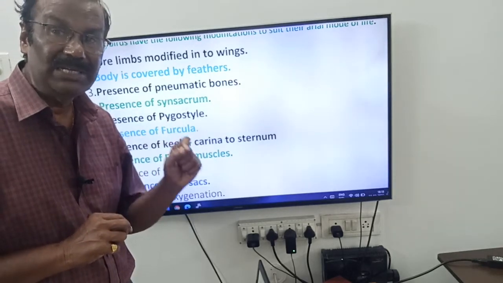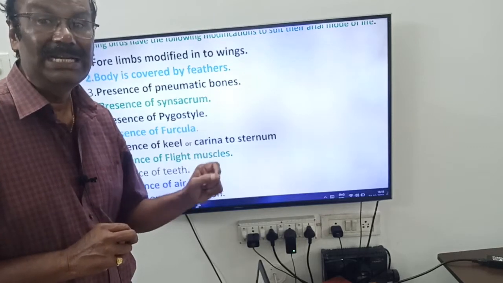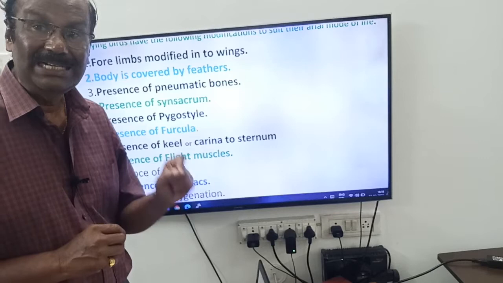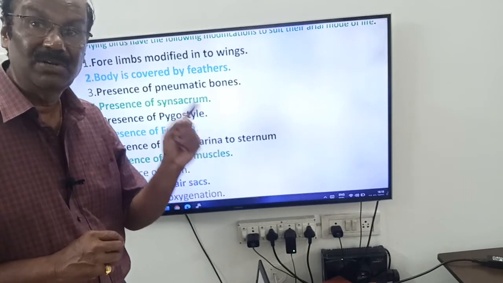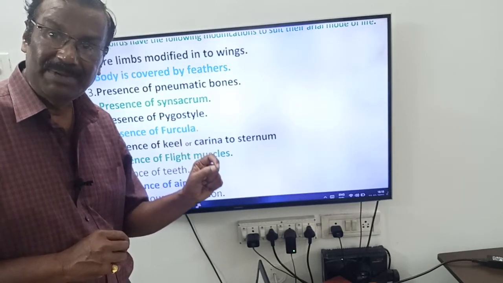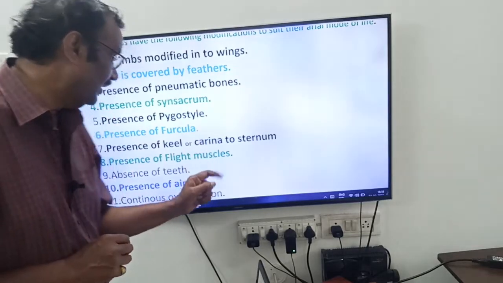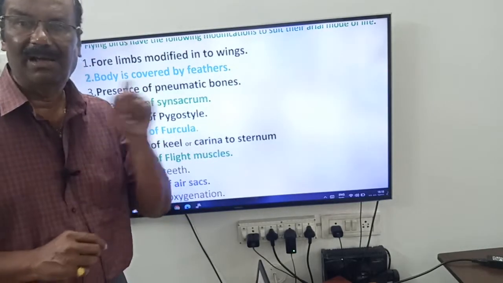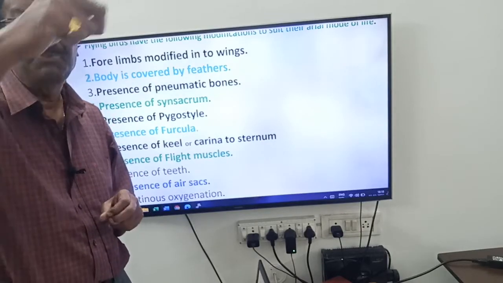Friends, whenever you hear the word carinatae, it indicates flying birds. Whenever you hear the word ratitae, it indicates flightless birds. Friends, you have to remember this. Carinatae means flying birds. What is carinatae, friends? The sternum has a keel. That keel is also called carina. This carina is absent in flightless birds.